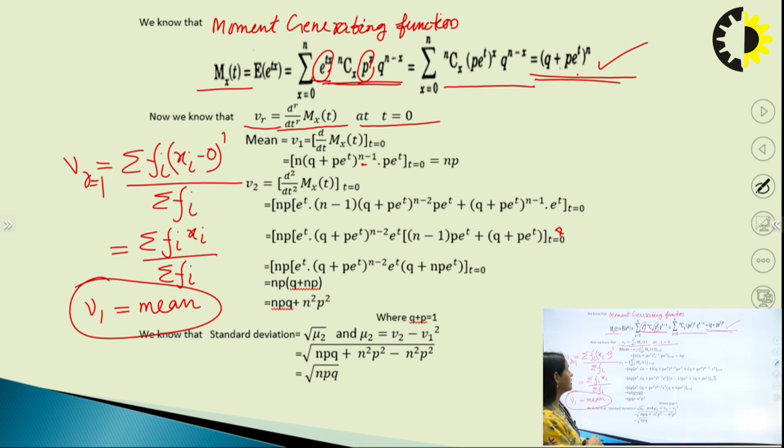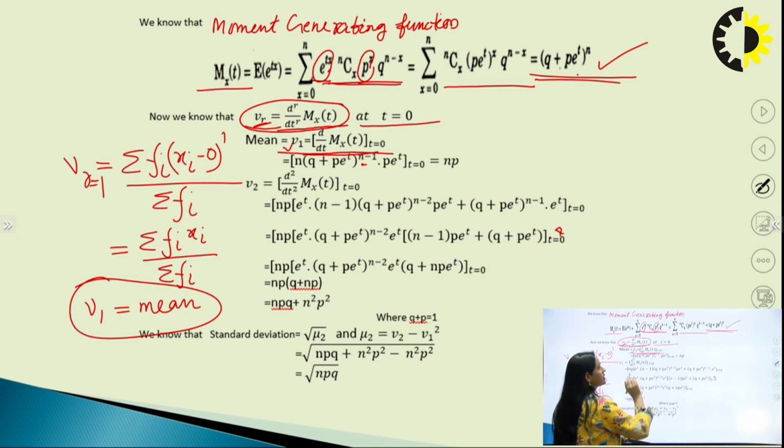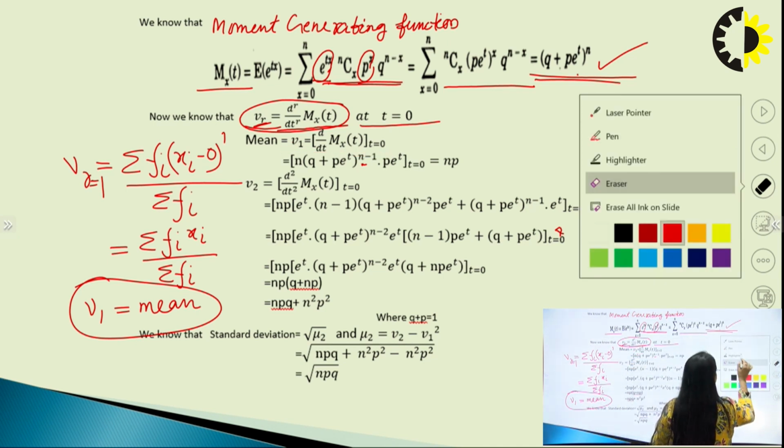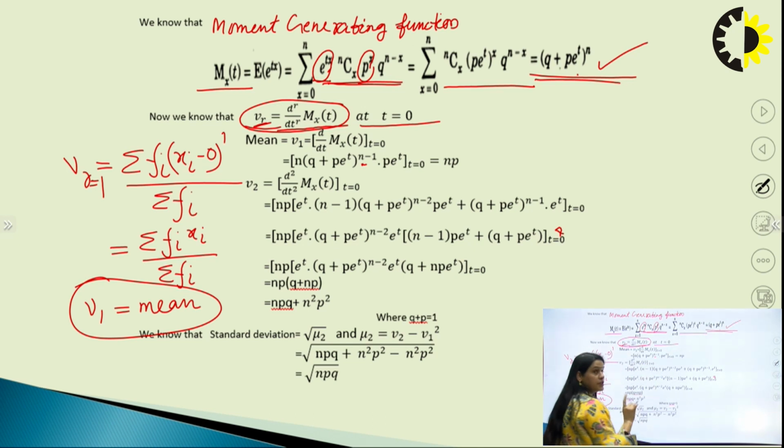So that's what we are doing. We are calculating nu1. How can we calculate nu1? By putting r is equal to 1 here, and in this complete formula by putting r is equal to 1. It means for calculating nu1, we have to differentiate moment generating function one time. So that's what I have taken d by dt Mx(t). So on differentiating one time, and after differentiating put t is equal to 0.